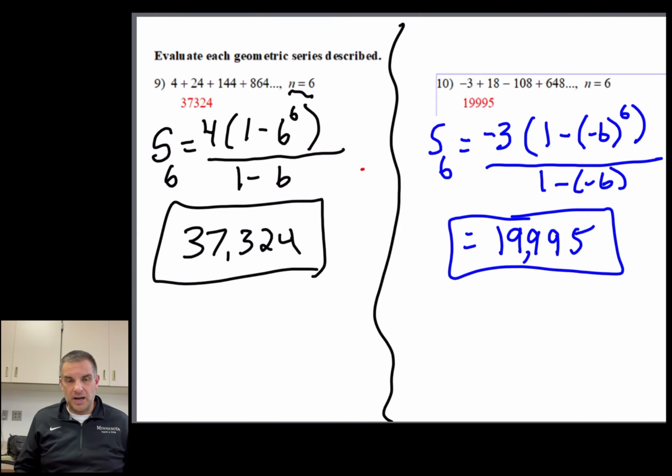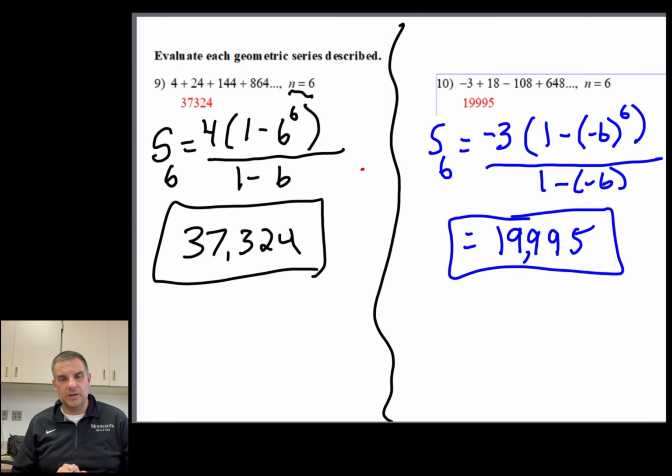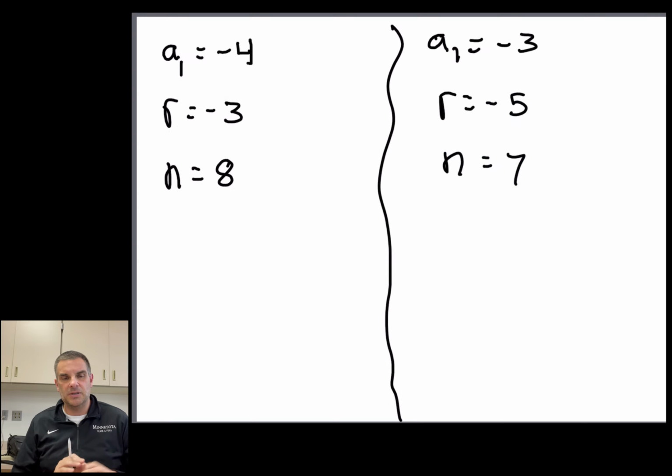The next type of problem has even a little bit less to figure out. I'm doing these because this shows up in your assignment, and we're just going to do one of these. You're going to do the same thing, evaluate each geometric series as described, but now you're given the A1 value, the R, and the N. So you don't have to find the R in this case, so it's even a little bit easier.